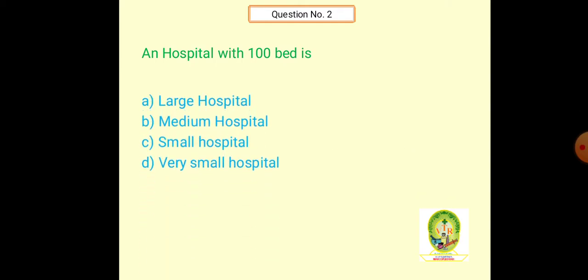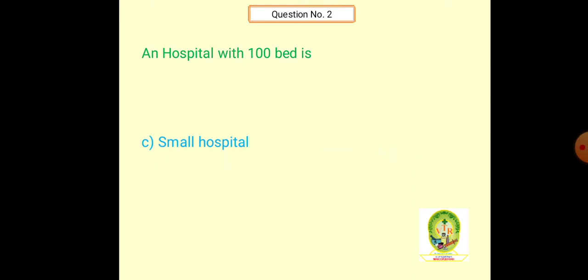Next question. A hospital with 100 beds is. Options are A. Large hospital, B. Medium hospital, C. Small hospital, D. Very small hospital. Right answer is C.